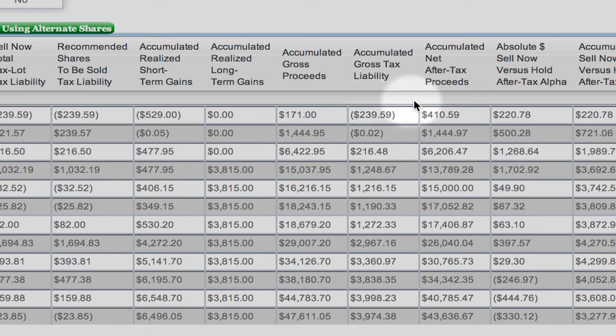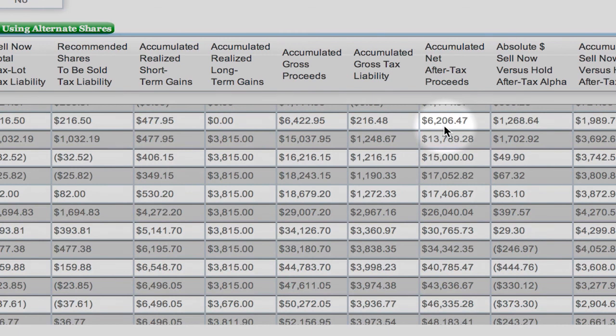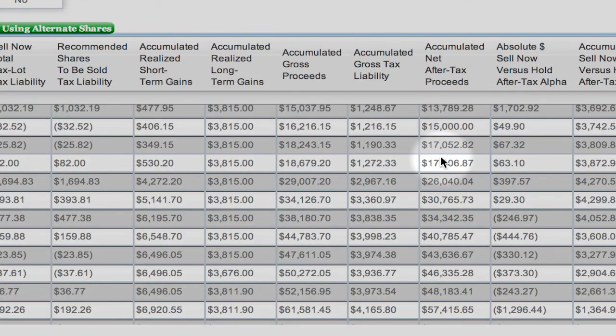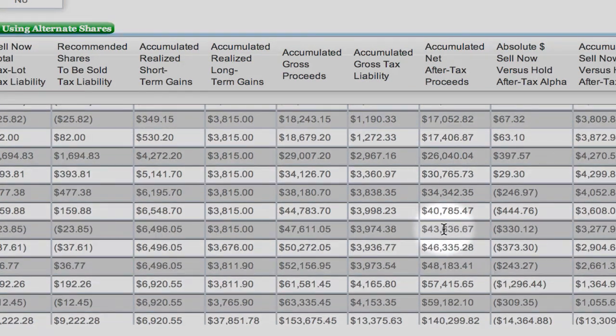And then the number an investor would want to focus on if they are trying to raise an amount after tax is the accumulated net after-tax proceeds. It may be that an investor needs to sell $55,000 worth of stock in order to have the cash to make a $50,000 purchase while needing to reserve the $5,000 to pay any associated taxes when due.